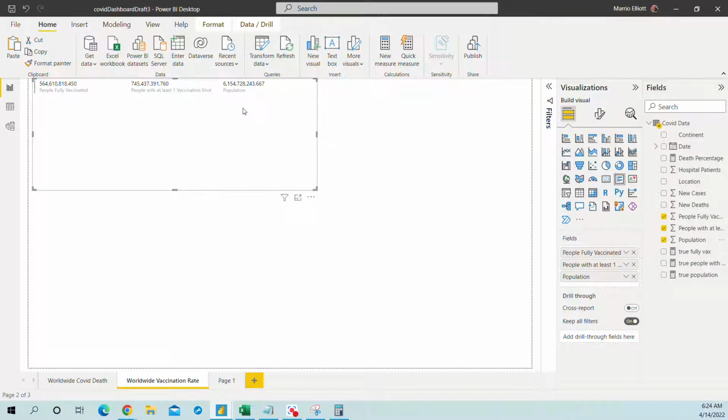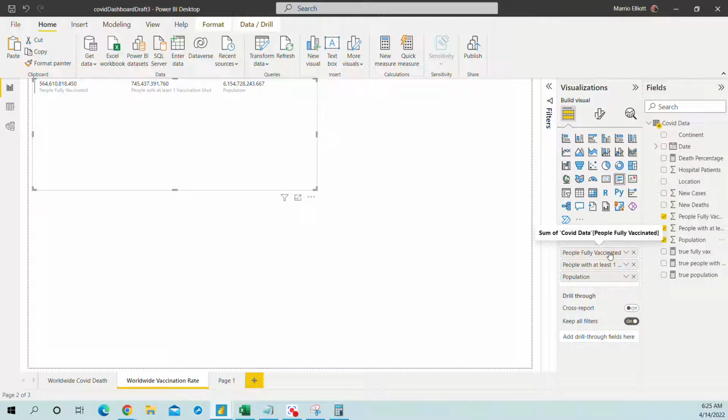Since I've already done this project and done some data exploring, I know what it is. It's the way our data format is set up with the way Our World in Data was capturing the data, in the way that Power BI is consuming it right now. So if you look here at our field, people fully vaccinated, it says it's taking the sum of the people fully vaccinated, right?